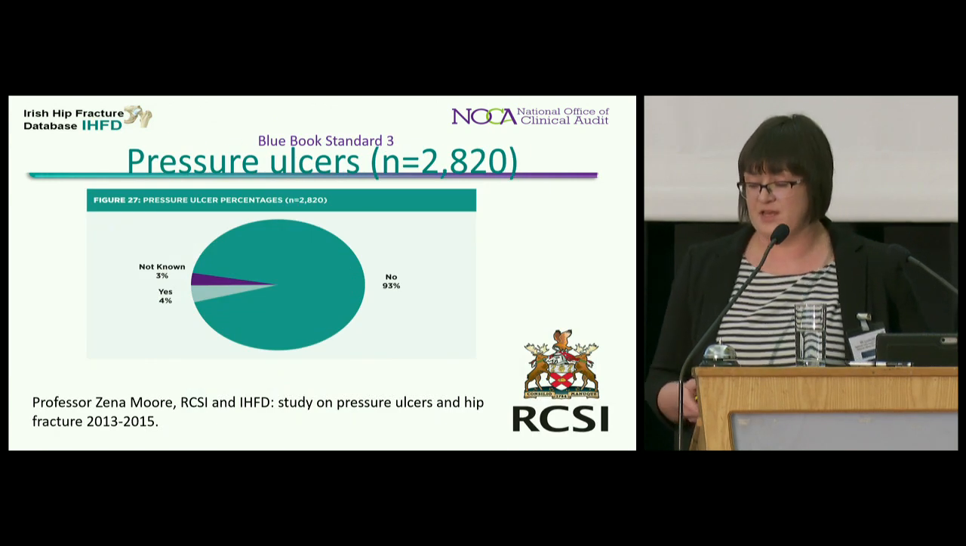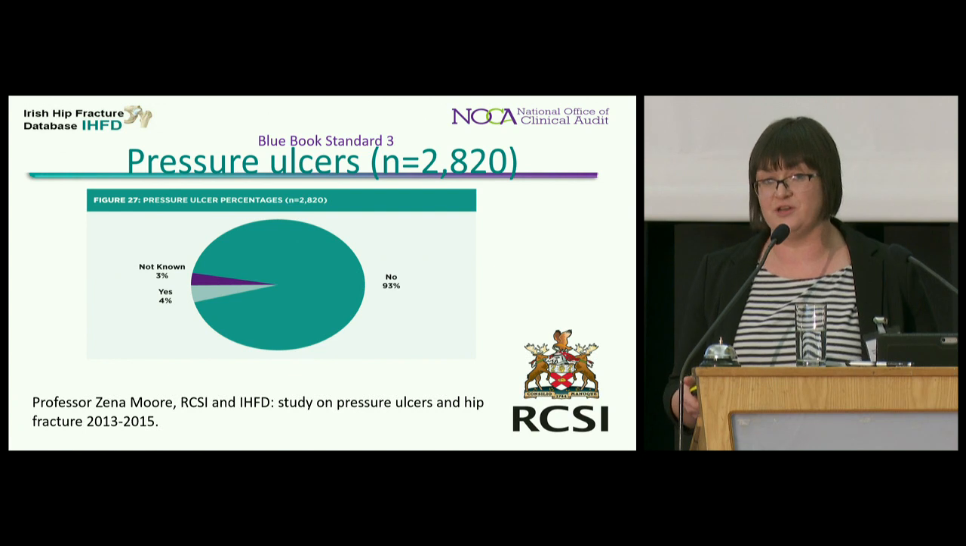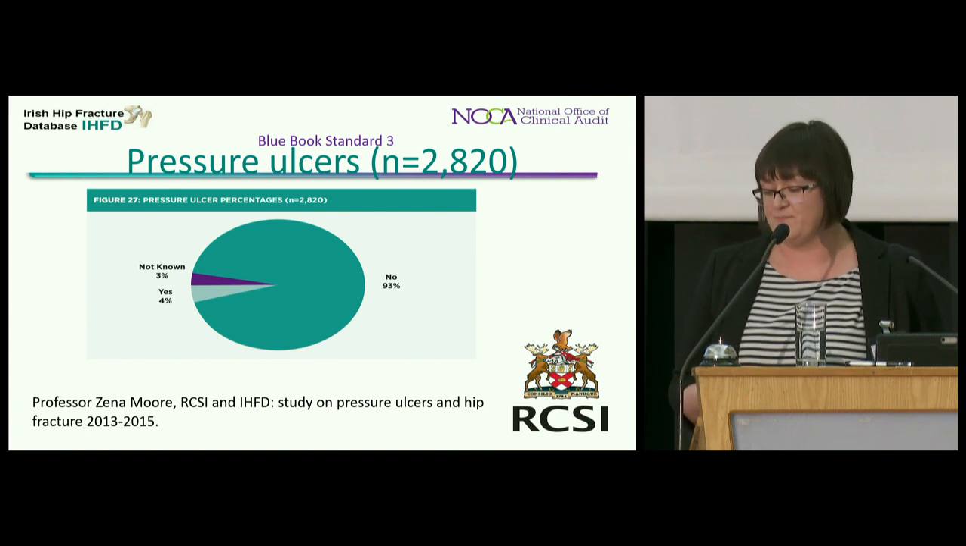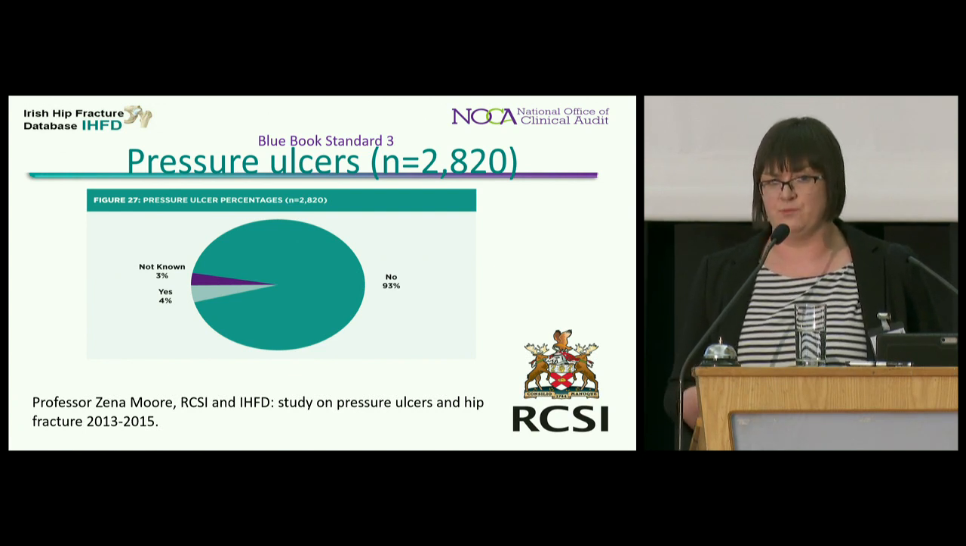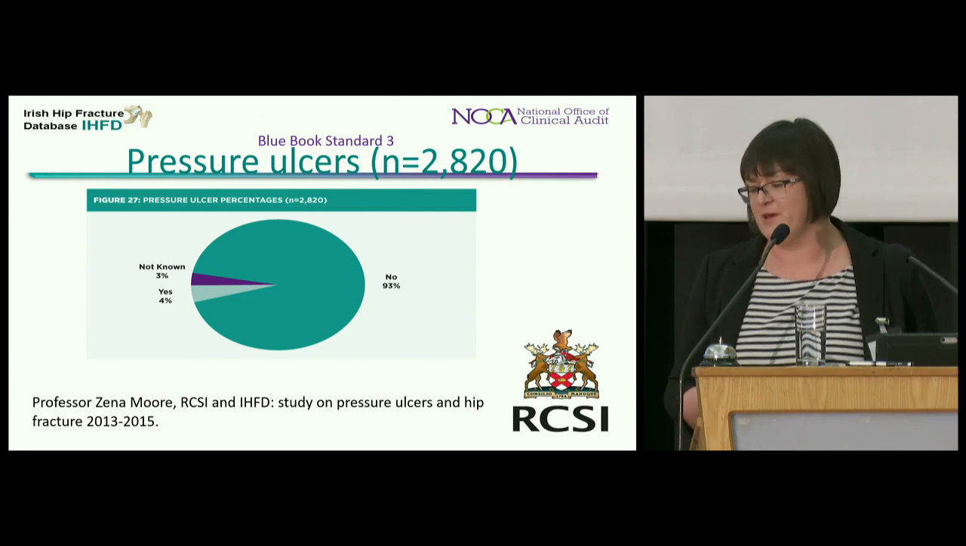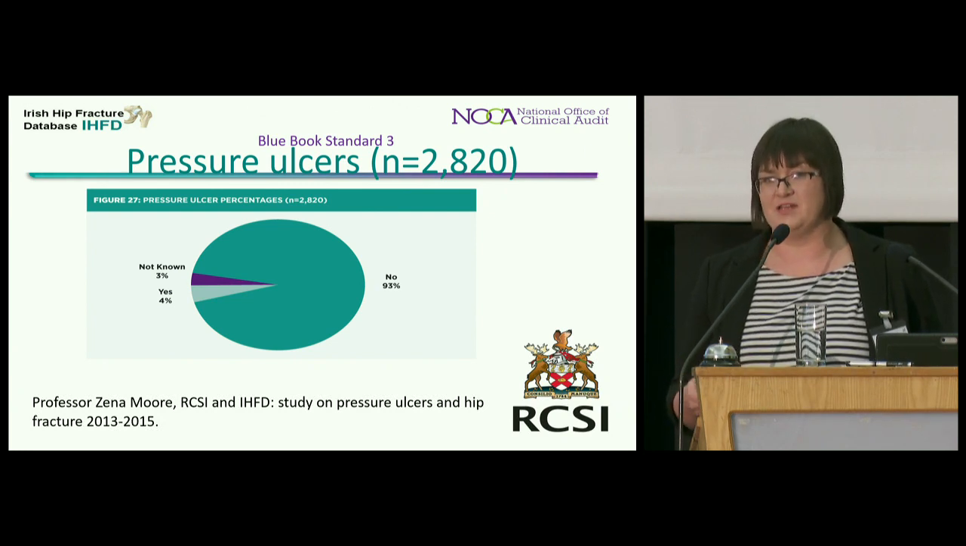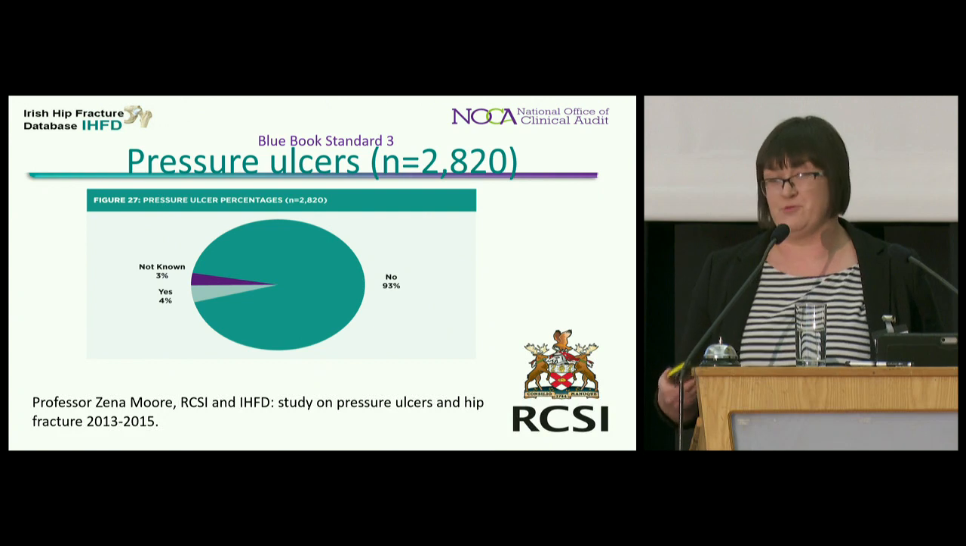Pressure ulcers. It's the only nursing care indicator currently in the database, but it's a very important one because on top of the already added morbidity and mortality of having a hip fracture, having a pressure ulcer on top of that, again, just makes things all the more worse.